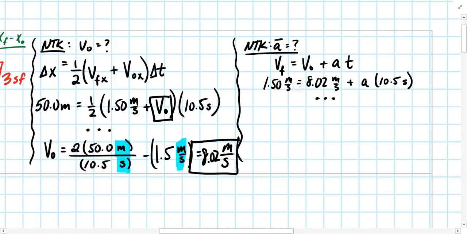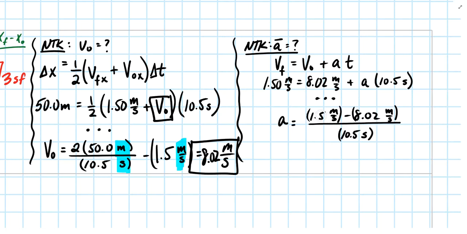Now again, I'm making a mental note here. I would like to subtract 8.02 to the left-hand side and then divide that result by 10.5 seconds in order to isolate A. And so I recognize across the numerator our unit is going to be meters per second after I complete that subtraction, and meters per second is being divided by seconds again, so we can report our unit as meters per second squared, and that's exactly what we're going after for acceleration.